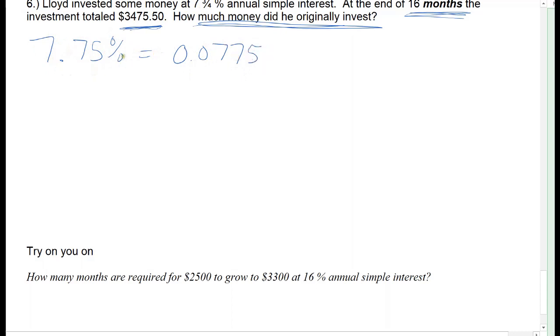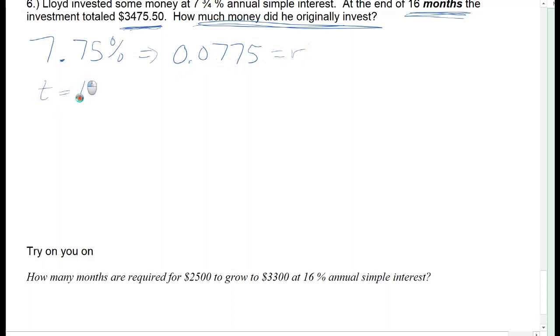And so, again, sometimes students struggle with these. Remember, the fraction I can write as a decimal, so 3/4 is written as the decimal 0.75, so the percent is 7.75%, and if I convert the percent to pure decimal form, it's 0.0775. And so there's my R, so that's step 1.